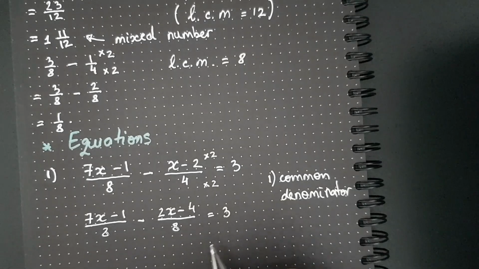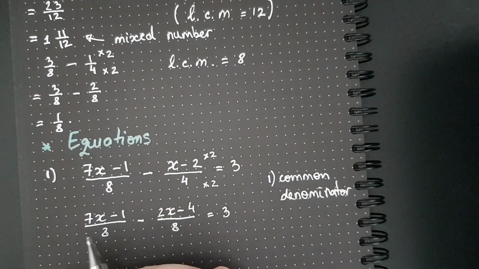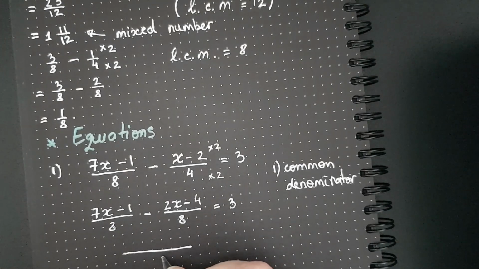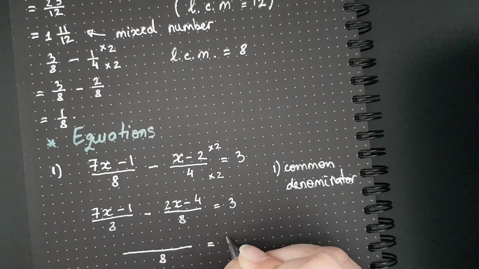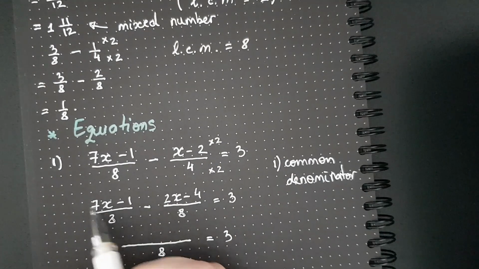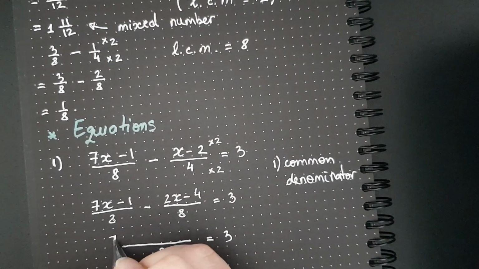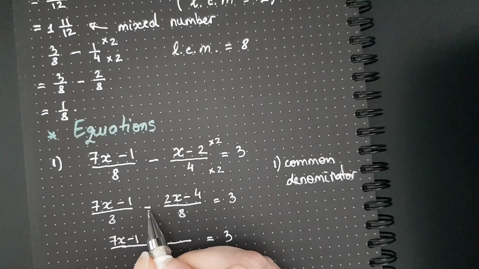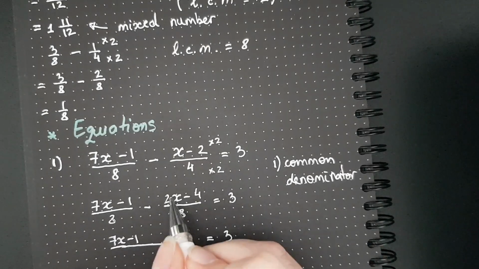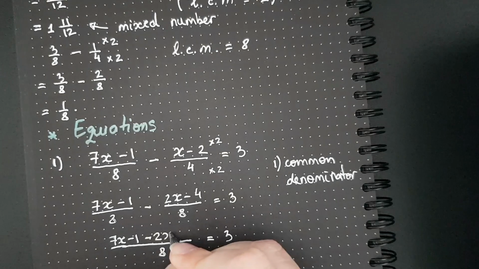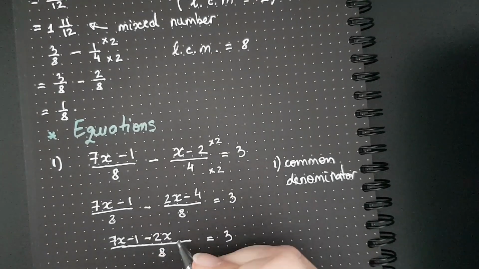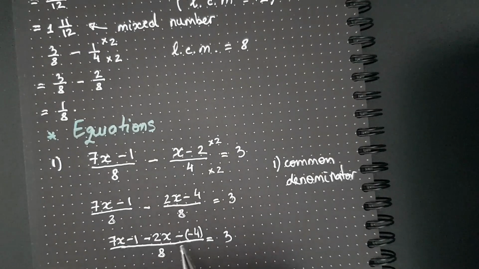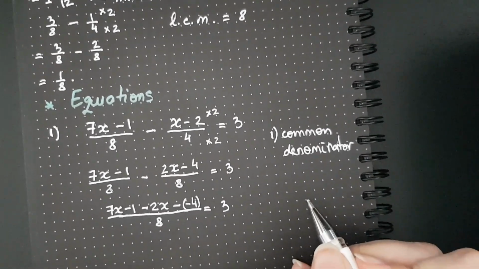Now I'm going to make it a really big fraction, so I'm going to leave the 8 as their common denominator like this, but I'm going to see what I have on the top. So I've got 7x here, take away 1, and now I need to be very careful with this minus because this is a minus 2x and it is a minus negative 4, so it looks like that. So I need to be careful with the 2 minuses there.